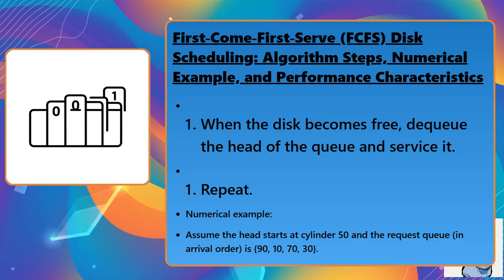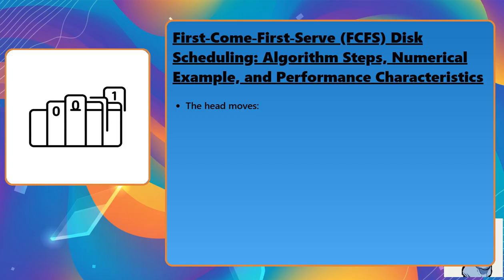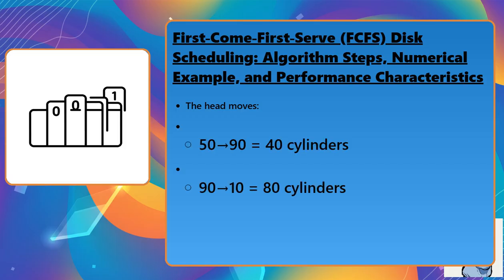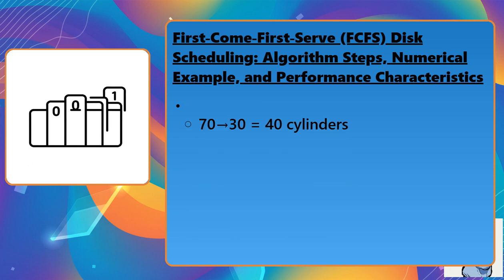Numerical example. Assume the head starts at cylinder 50 and the request queue and arrival order is 90, 10, 70, 30. The head moves 50 to 90 equals 40 cylinders. 90 to 10 equals 80 cylinders. 10 to 70 equals 60 cylinders. 70 to 30 equals 40 cylinders. Total distance equals 220 cylinders. Average equals 55 cylinders per request.